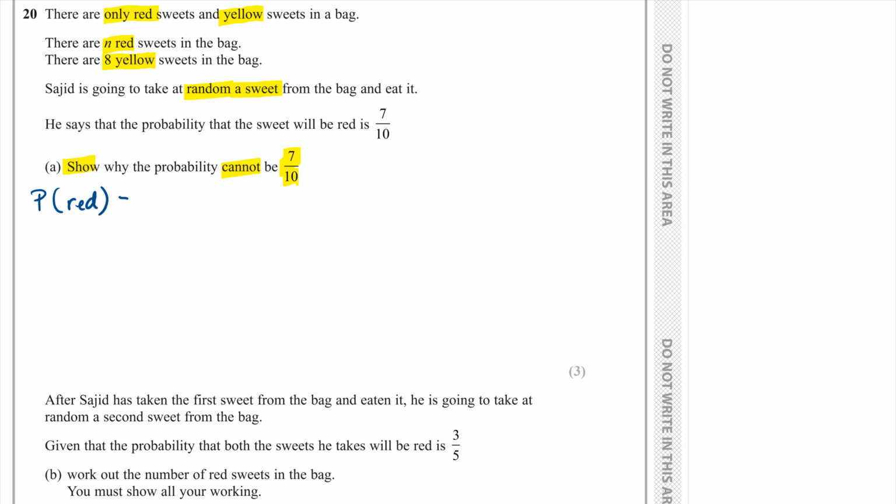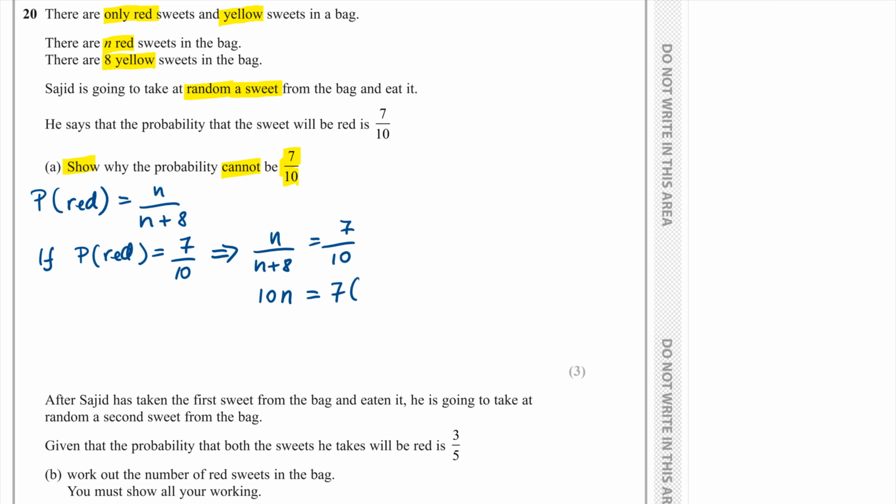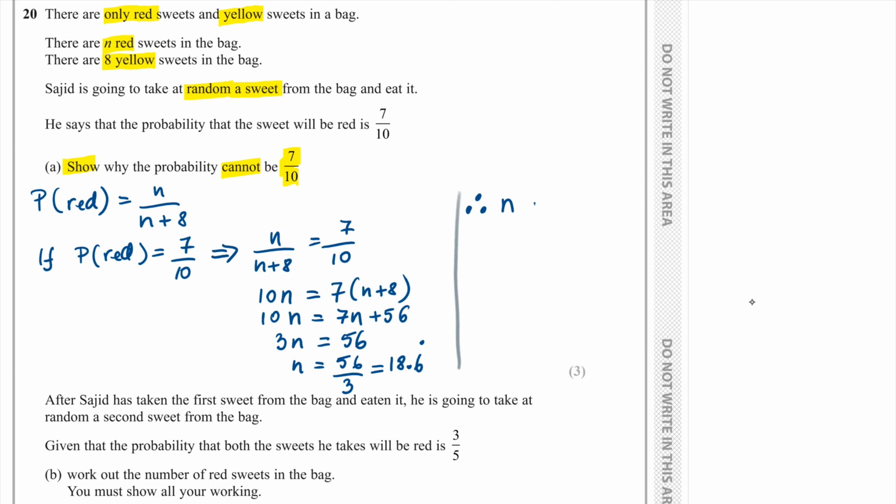The probability of red is n out of the total number of sweets in the bag, which is n plus 8. If the probability of red would be 7 out of 10, then n over n plus 8 equals 7 out of 10. Doing a quick cross multiplication to jump to the next step: 10n equals 7 times n plus 8. 10n equals 7n plus 56. Subtracting 7n from both sides, 3n equals 56. n equals 56 divided by 3, which is 18.6 recurring. n is not a whole number, so the probability cannot be 7 out of 10.